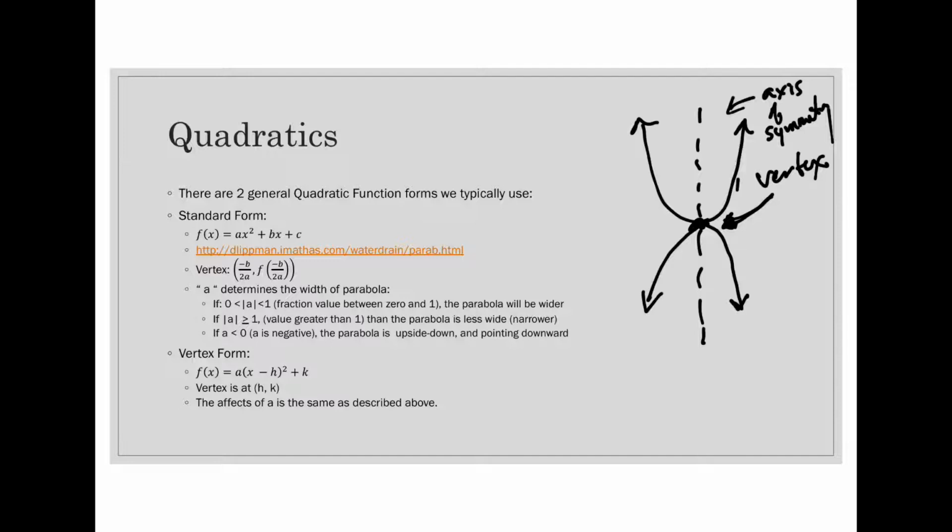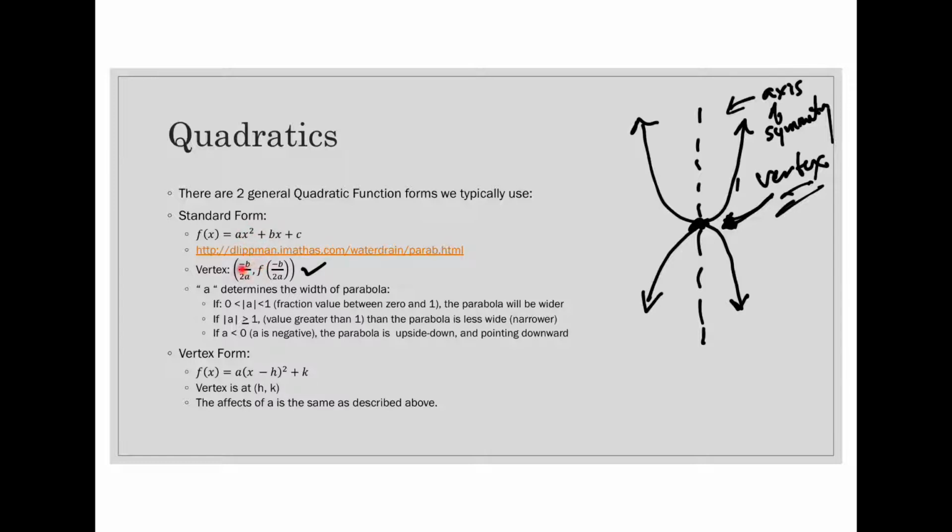So finding the vertex for your parabola is probably one of the more important beginning points as you're learning to graph. Formula-wise, this is how we find it. We take the opposite of b over 2a. Since a, b, and c, the coefficients of the first, second, and third term, really determine how this graph is going to look, the first thing we want to find is the vertex.